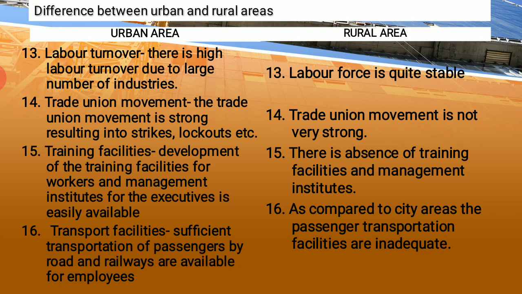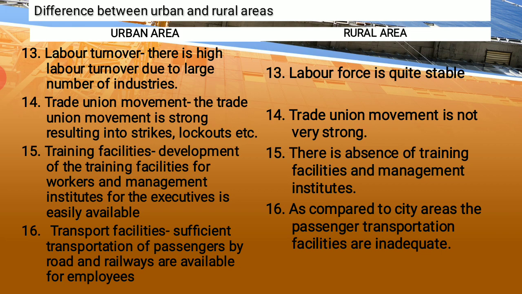As far as the 16th one is concerned, the last point of difference, no, there are more points. There are, I think, 20 points. So when it comes to the 16th point, it is transport facility. Sufficient transportation of passengers by road and railways is available for the employees. Naturally, passengers can easily travel. There are road transportation, railway transportation, and local transportation and conveyance available very easily.